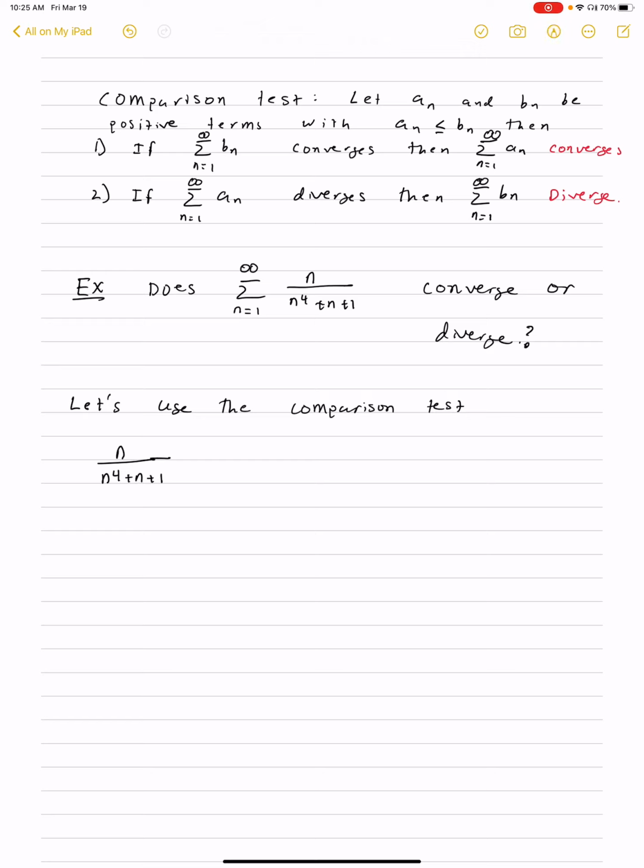If I make the denominator a little bit smaller, like this, if I just drop everything other than n to the fourth, this term on the right is bigger, and this is going to be 1 over n cubed, and that's b sub n. And this term we're going to call a sub n.